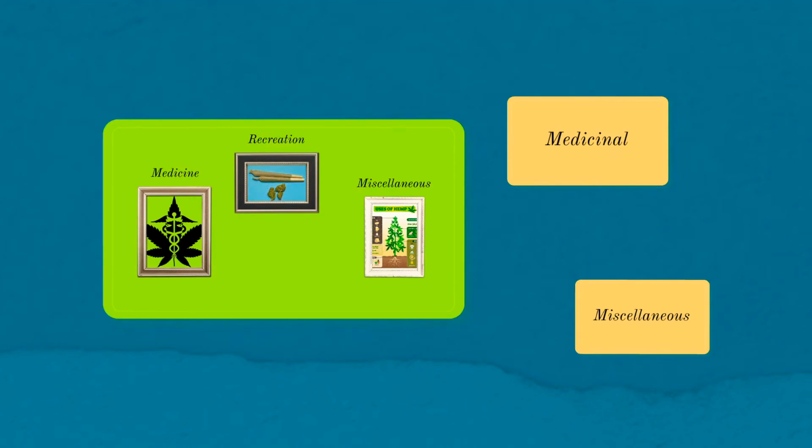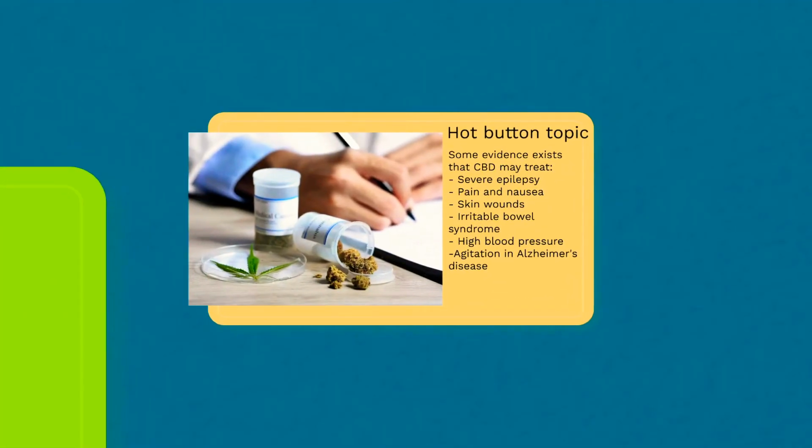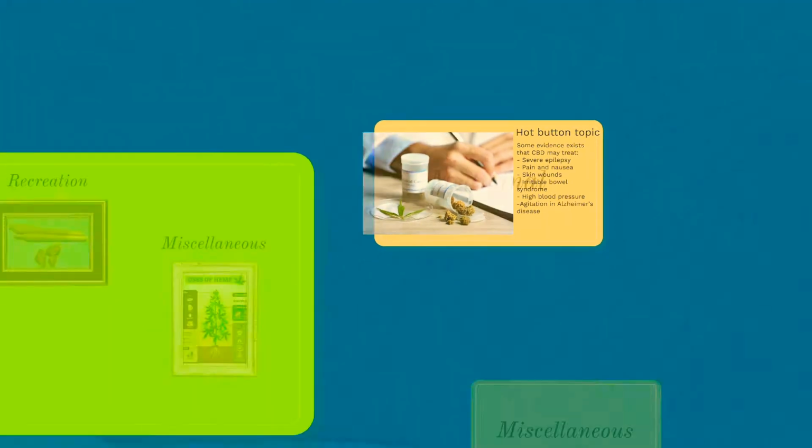Subspecies indica is used in medical and recreational settings. This is quite a hot button topic. Some evidence exists that CBD may treat severe epilepsy, pain and nausea, skin wounds, irritable bowel syndrome, high blood pressure, and agitation in Alzheimer's disease.